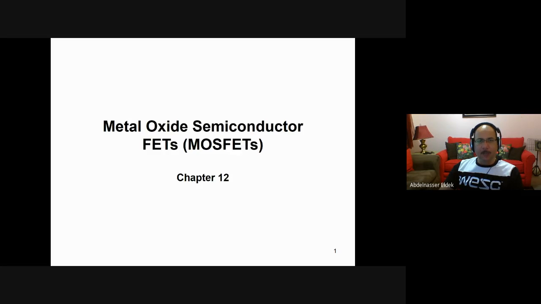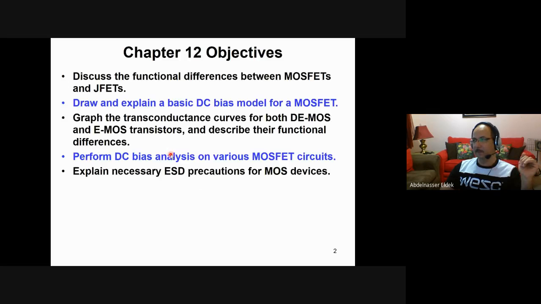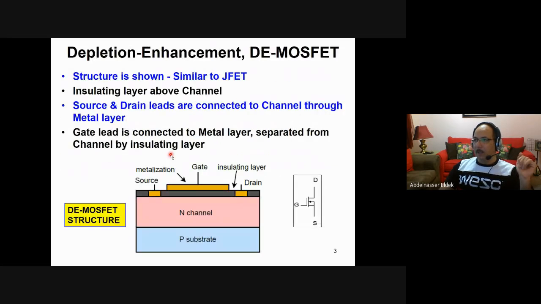Hello everybody, today I will talk about another example of JFET or FET, which is called MOSFET, or metal oxide semiconductor FET, field effect transistor. So let's see what is the structure of this MOSFET, and you will see that we have different kinds of MOSFETs. The first one is called DE MOSFET. The structure is shown here.